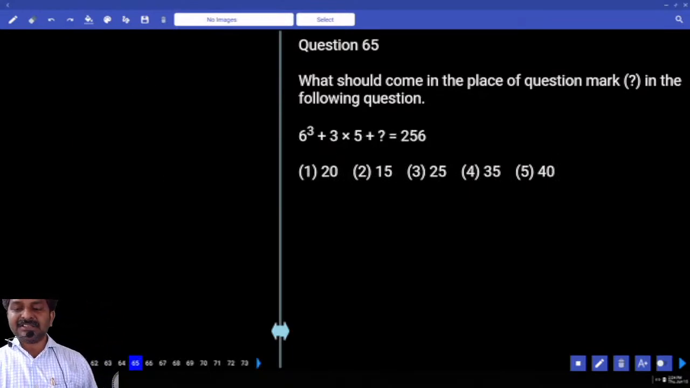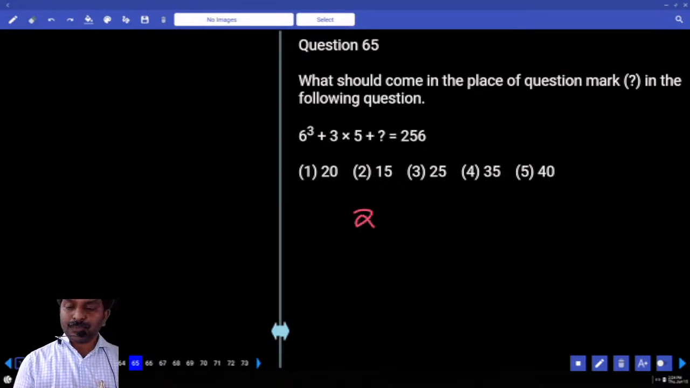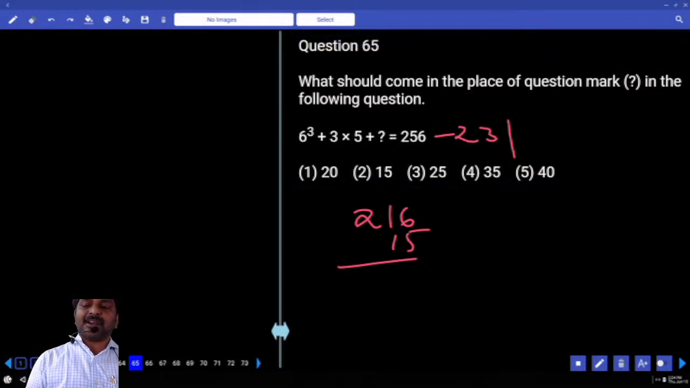Can you verify the last digit? No. 3 options are ending with, 2 options are ending with 0. 6 cube is 216, 3 times 5 is 15, both together 231 goes to the right hand side. Answer 25.